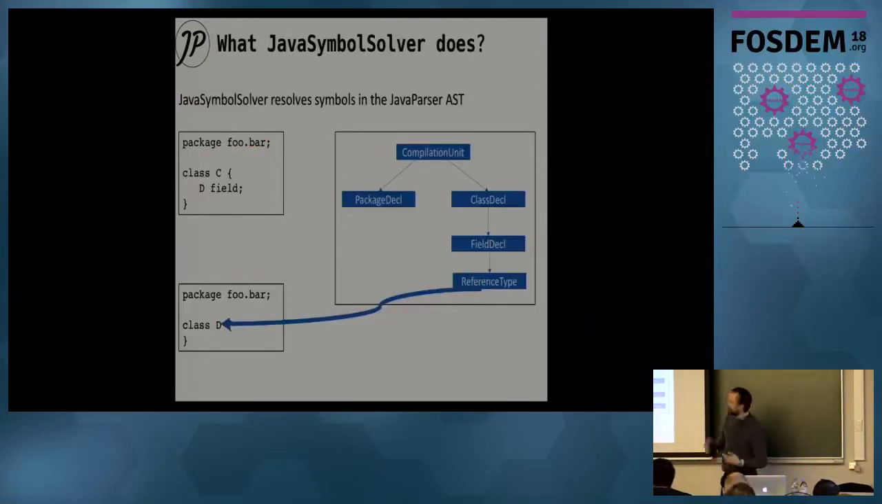So what the symbol solver does is this: you parse a piece of code, you get the abstract syntax tree, and it is able to associate the reference with the corresponding declaration. Like here, I'm referring to type D. The symbol solver will examine this reference and figure out that it refers to the class D in the same package, somewhere else in another file.